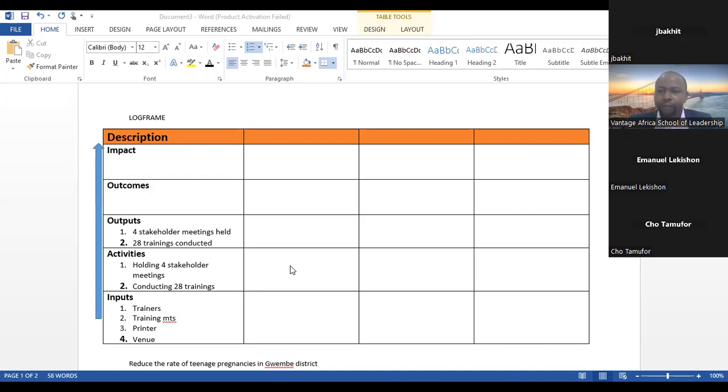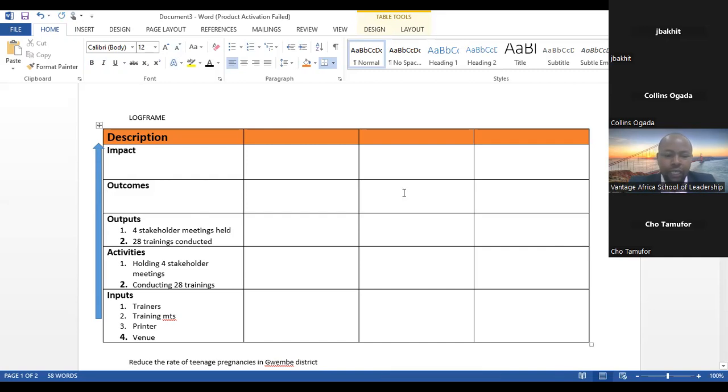I want to repeat that. We must ask ourselves, why are we doing all these things that we're doing? We go back to the original purpose. The original purpose is to reduce teenage pregnancies. That is why we are holding the stakeholder meetings. That's why we are doing 28 trainings. And therefore, the outcome is what we achieve after doing all this. And we could say, for example, we have achieved, let's say, something like a 30% reduction in teenage pregnancies. Or 20% reduction in teenage pregnancies. But the outcome must be at the level of the purpose of the project.